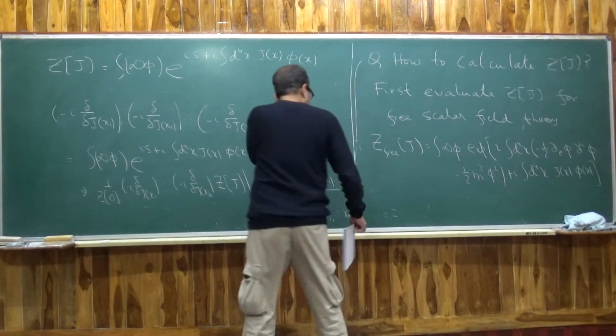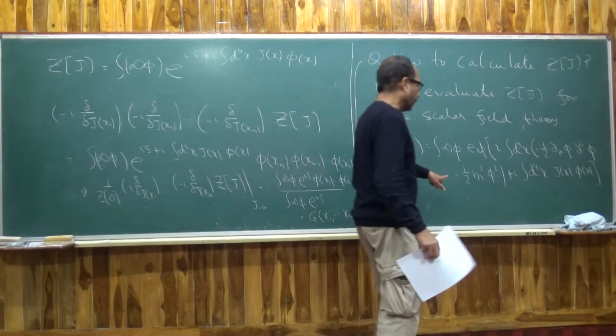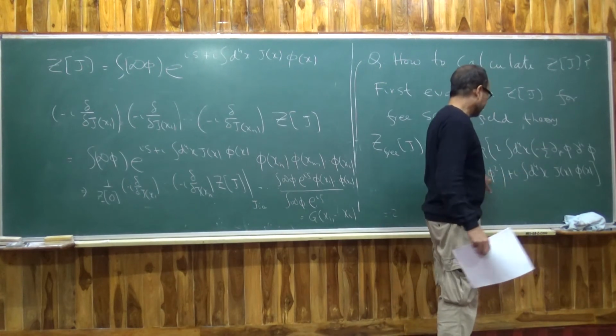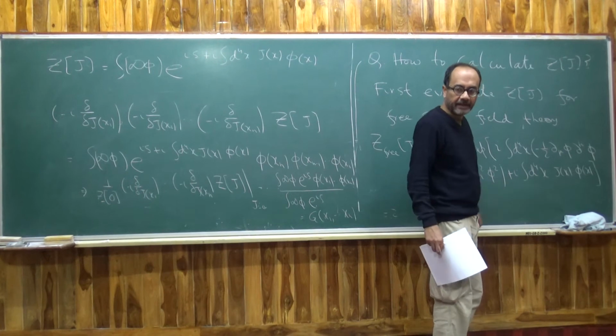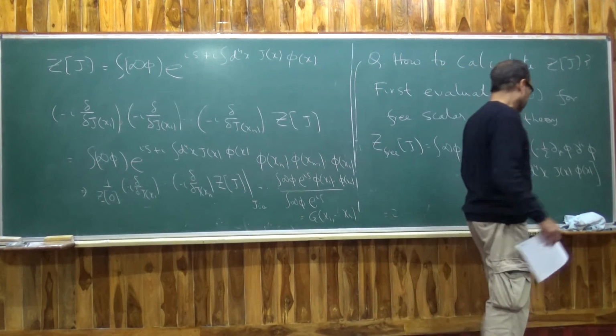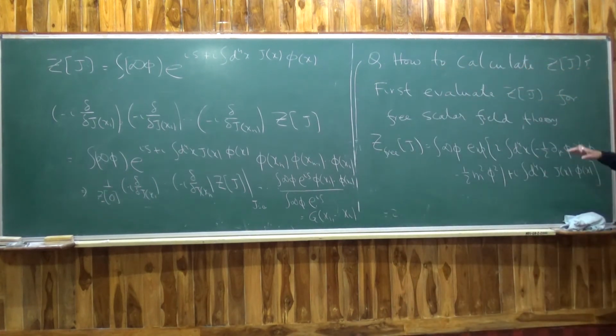So the idea here is that you consider the exponent. This is a quadratic function of phi. Both terms are quadratic in phi. This is linear in phi. So when you write it in discretized form, this is a quadratic expression plus a linear expression.